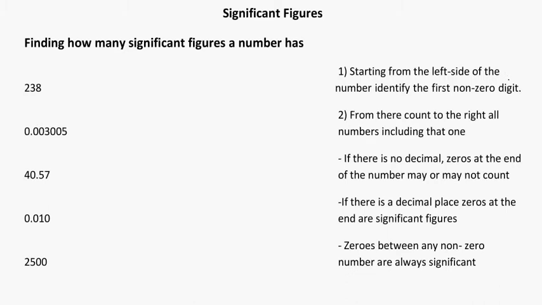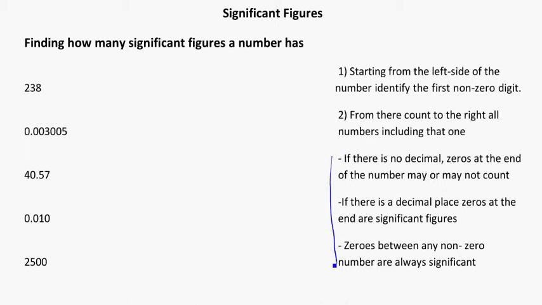the first non-zero digit. And from there we'll count to the right all the numbers, including the one that we started with. If there is no decimal, zeros at the end of the number may or may not count. If there is a decimal place, zeros at the end are significant figures. And zeros between any non-zero numbers are always significant. Now these last ones kind of blend together.